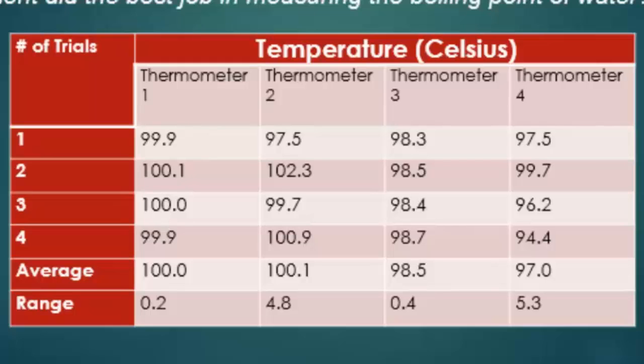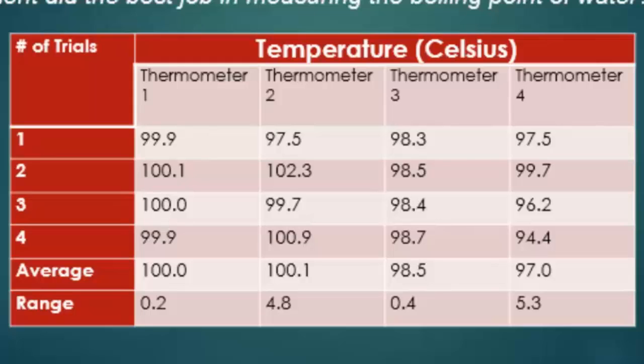Well, the average has already been calculated for you, and if you look down at the table, thermometer number 1 has the closest average, the most accurate average. So thermometer number 1 would be our most accurate. Which thermometer is the least accurate?